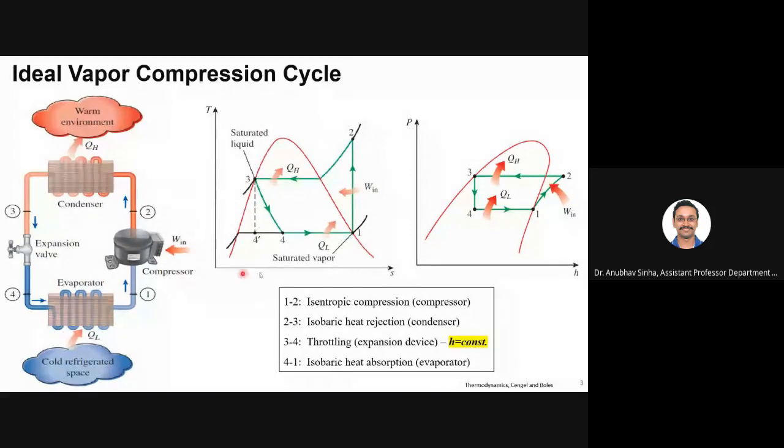Okay, now let us look at another plot which is of interest. As I mentioned, process 3 to 4 is throttling, where we say that H is maintained constant, or enthalpy is held constant. So let us plot the same cycle in a p-H plot. You see, instead of volume, I have H here.